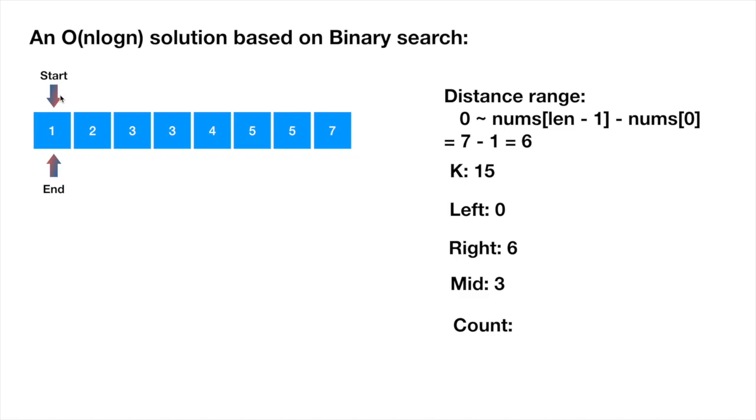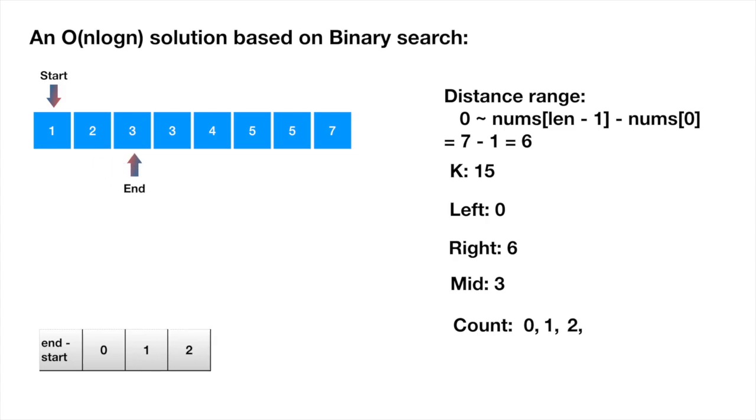So let's take a look at the example here. Firstly, start and end pointers both point at index 0. In this situation, the count is 0, because end minus start is 0, and the question does not allow us to use the same element. So we just move the end pointer. And in this situation, we have count 1 because we have only one pair within the distance, 1 and 2.